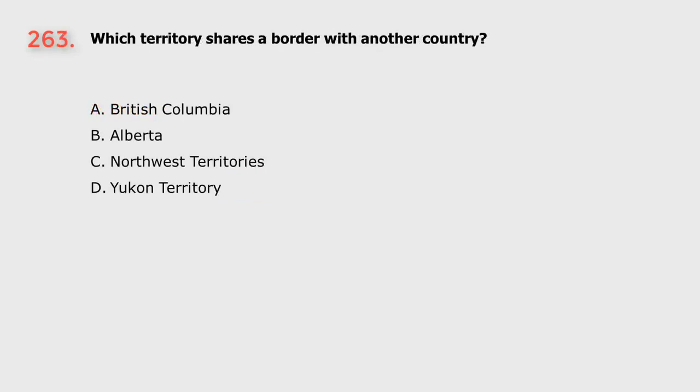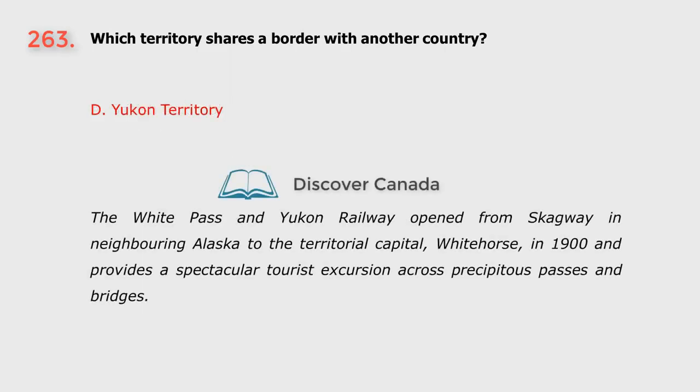Question 263. Which territory shares a border with another country? A. British Columbia. B. Alberta. C. Northwest Territories. D. Yukon Territory. The answer is D. Yukon Territory.